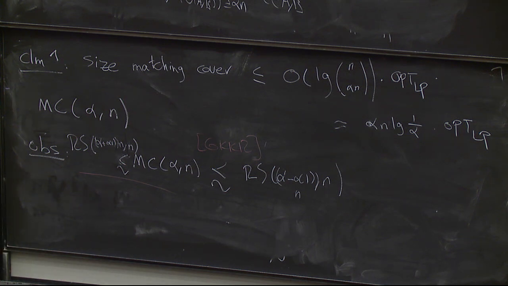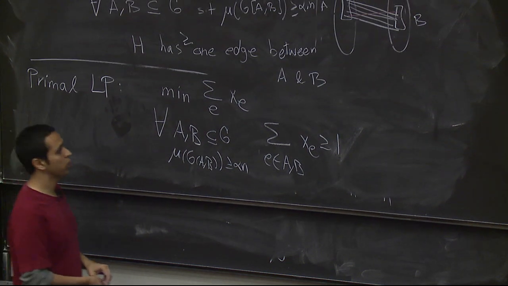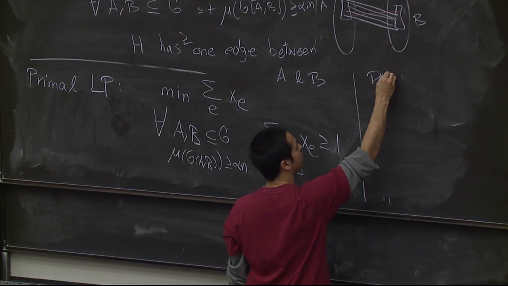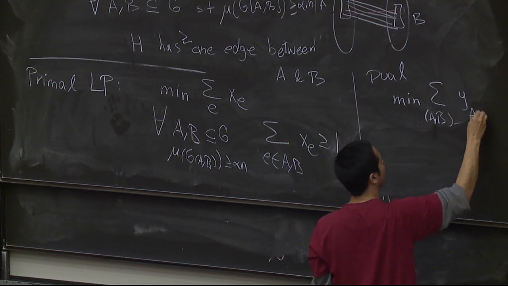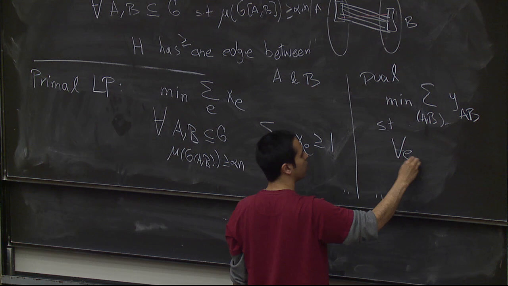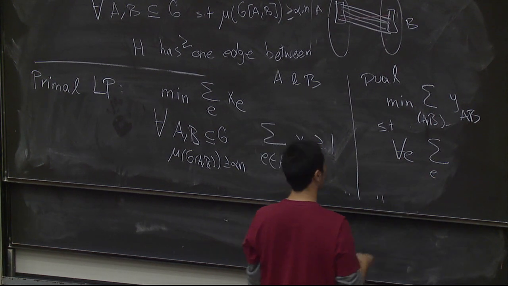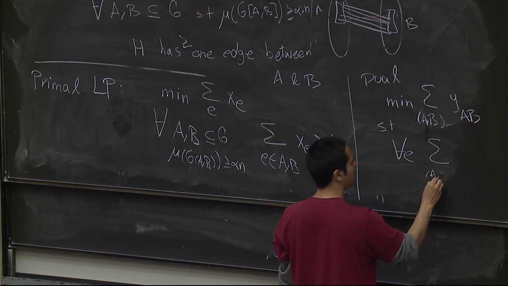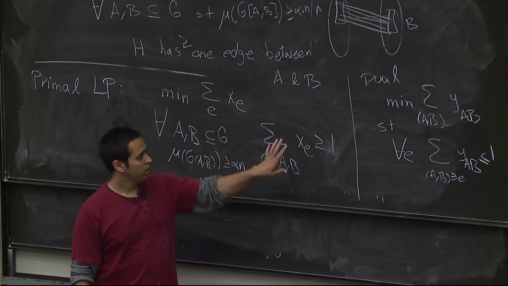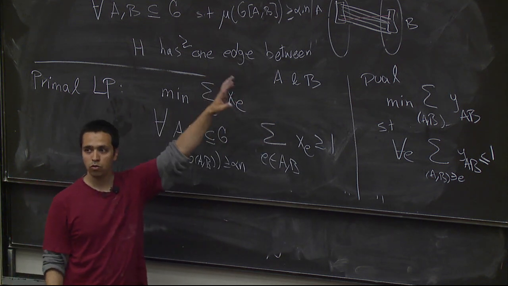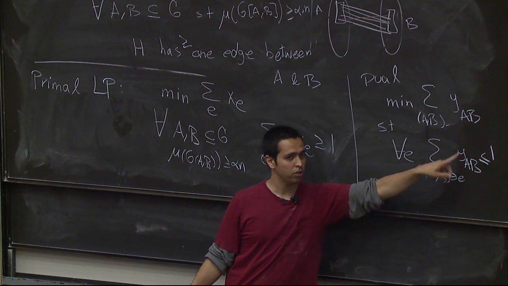Good. And because we don't have time, let me just tell you quickly how you get from here. So this was the primal LP that I wrote. Just quickly, let's look at the dual LP. The dual is to minimize the summation of YAB, subject to, for all edges E, the summation over AB that contains E of YAB is less than or equal to 1. This is the dual of this LP. You are picking matchings such that each edge is covered by just one matching.